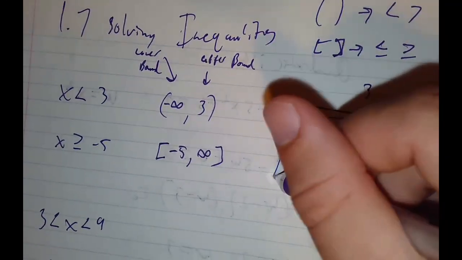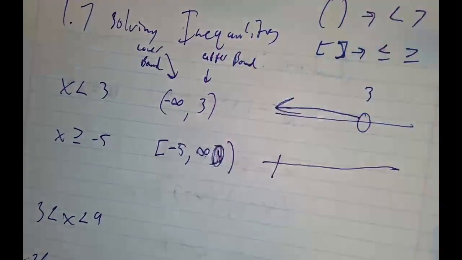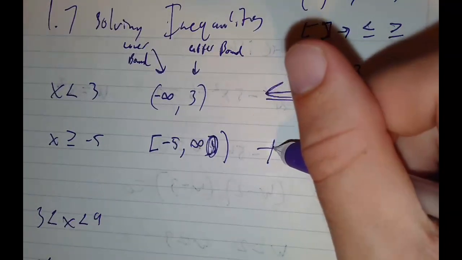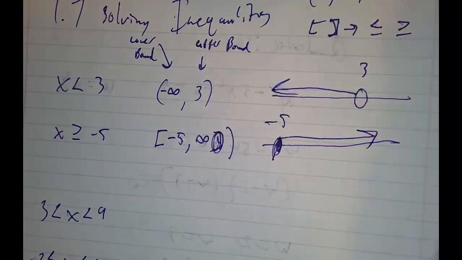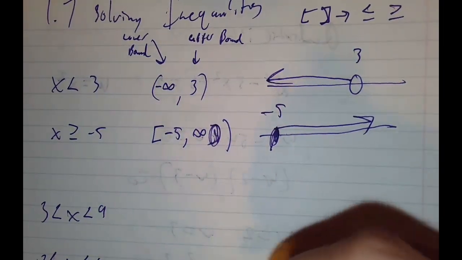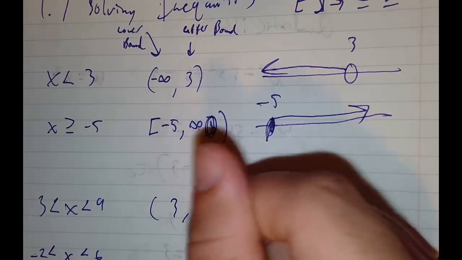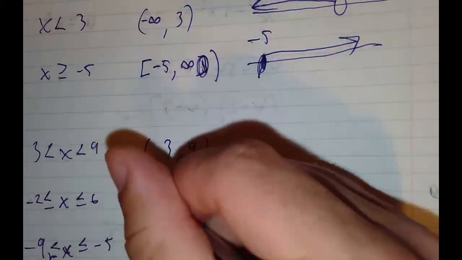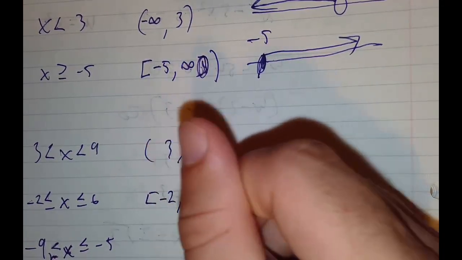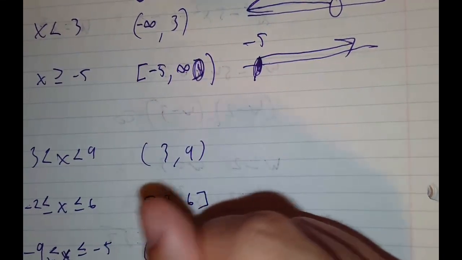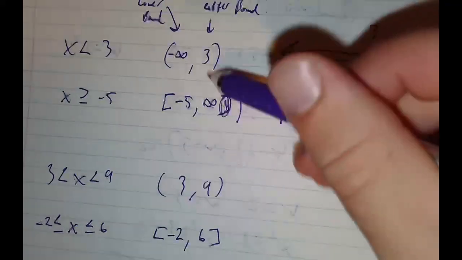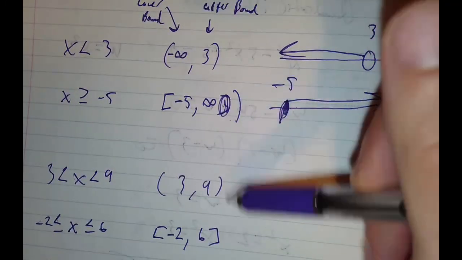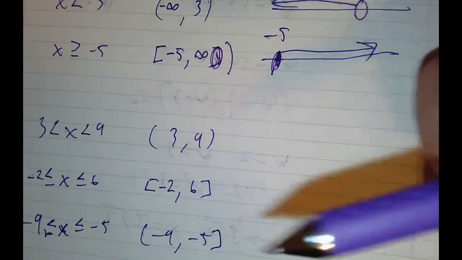If it was closed, oh, sorry, this one is open, because infinities are always open. That's my bad. Infinities are always open. For this one would be -5, like that. Infinities are always open. Okay. This one, I'm sure you can do this yourself. This is 3, 9. This would be -2, 6, closed. This one would be -9, -5. So this is open, closed, open, closed, half open.